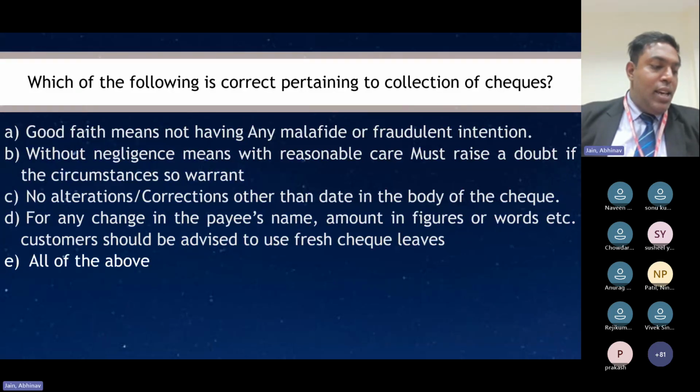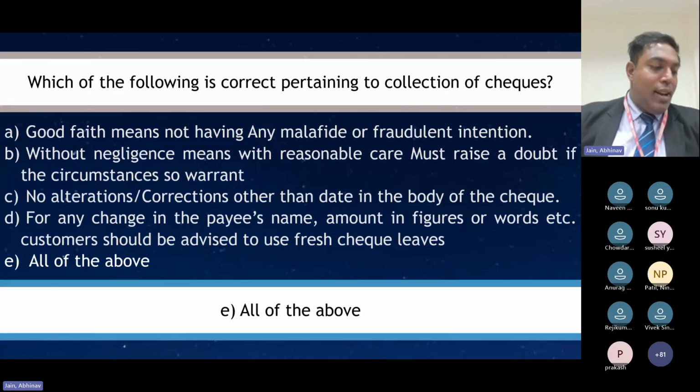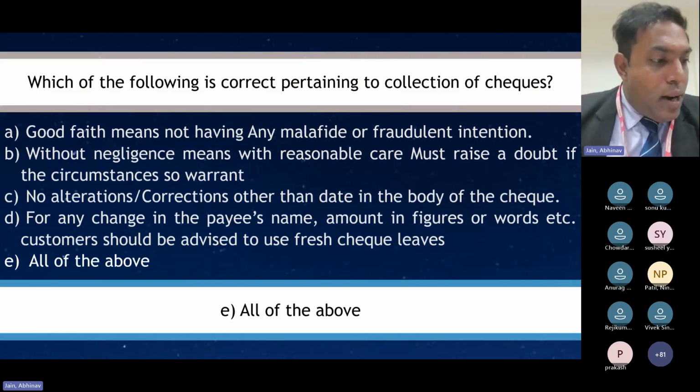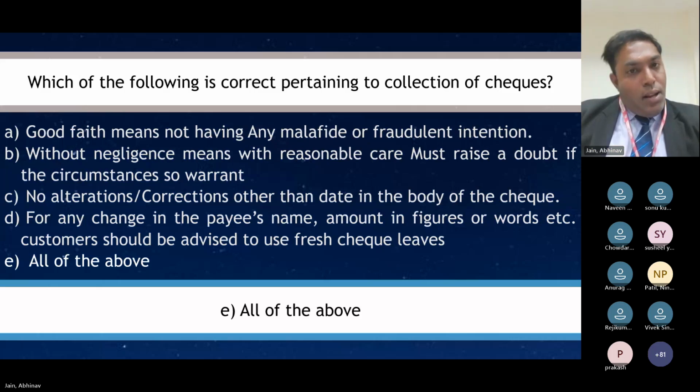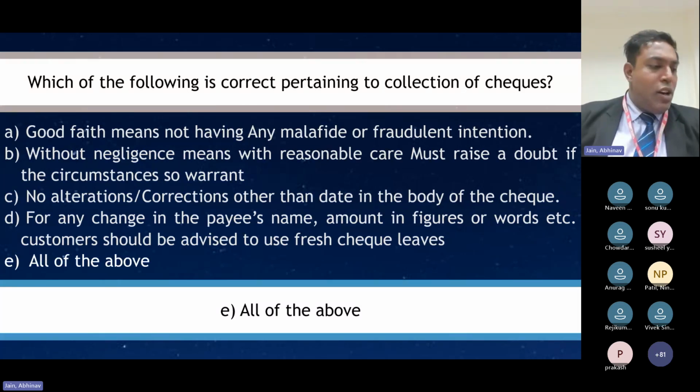A, B, C, D, E. Yes, now I am receiving a good number of responses. All of the above is correct. Good faith, without any fraudulent intention, without negligence, no alteration except for the date, and no other changes. In case of any other changes, a fresh leaf is supposed to be issued. So all these things are correct regarding collection of checks.